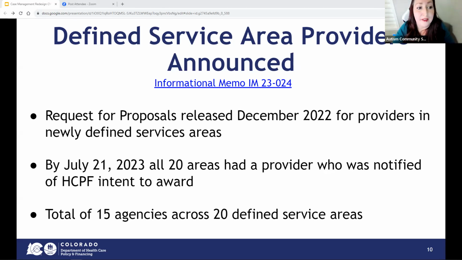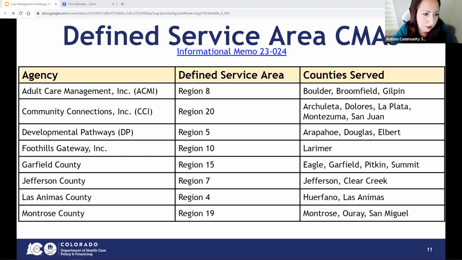So yeah, that is that. A total of 15 agencies from across the 20 defined service areas were chosen. And then I'll just run through a little bit of that.